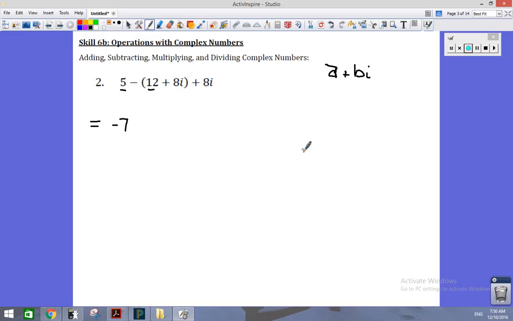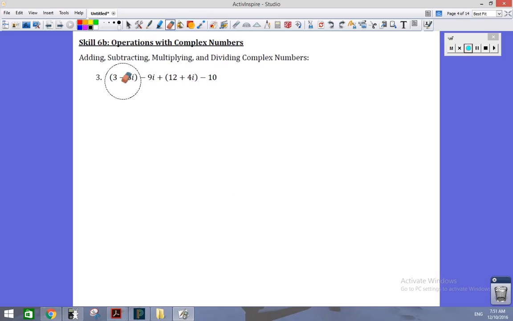Now, that's going to be fine. Technically, if they were wanting us to write it in a plus bi form, we would have negative 7 plus 0i, where a is equal to negative 7 and b is equal to 0. But I say that's a little bit overkill. Depending on the class, if you ever take any future math classes that study complex numbers, you'll just have to do what the instructor has you do. So my answer for this is negative 7. So let's move on.